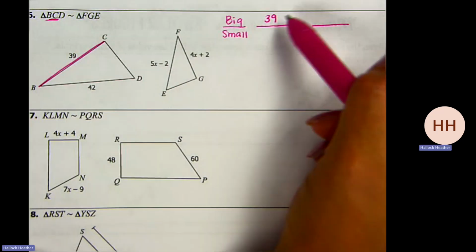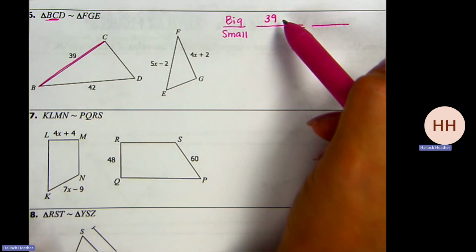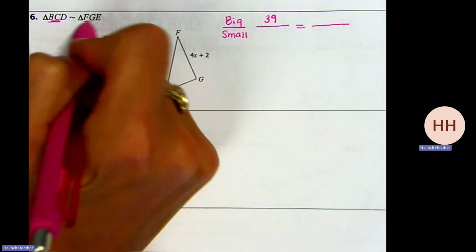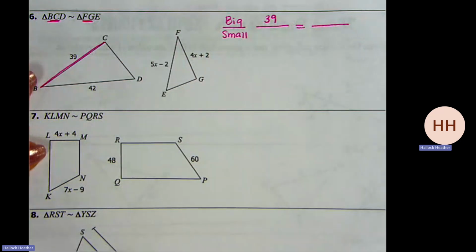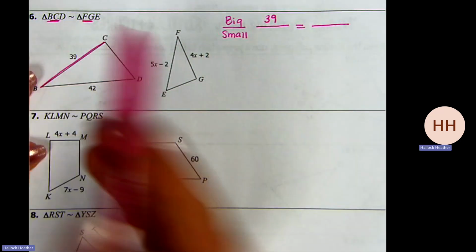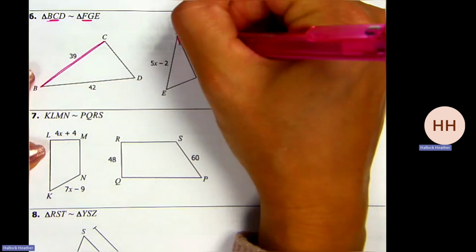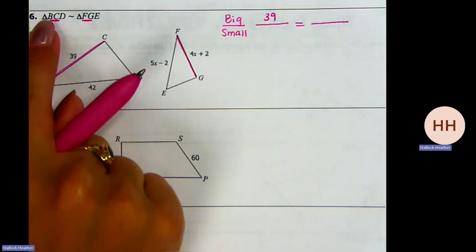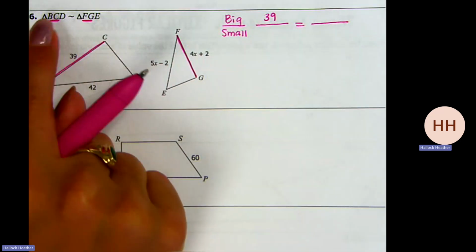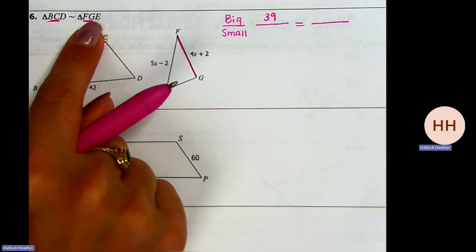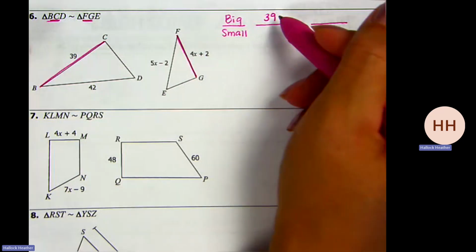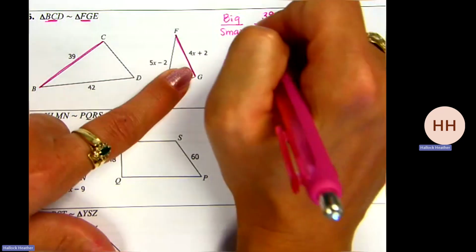Okay, so anyways, we have 39 from the big triangle. The first 2 letters are BC, so it has to match with the first 2 letters of the second triangle. So the second triangle says F to G. Some of you can tell just by looking at the triangles that those sides are similar to each other. That's fine if you can tell that. If you can't tell that, use the letters. They go in order for a reason. The first 2 letters match the first 2 letters, so they have to be in the same spots on those statements. So 39 technically matches with 4x plus 2.